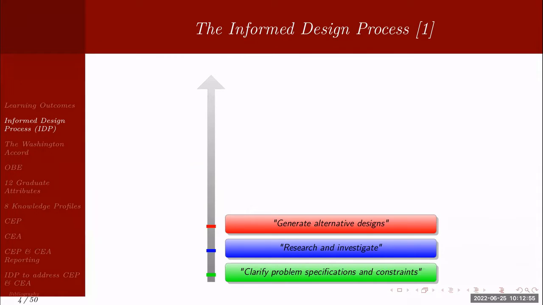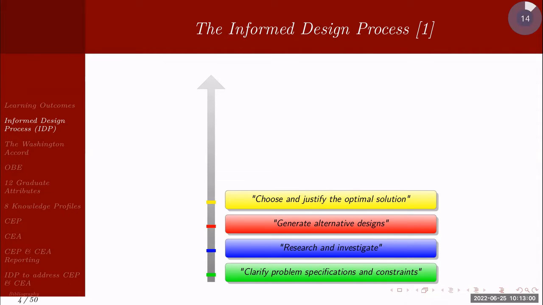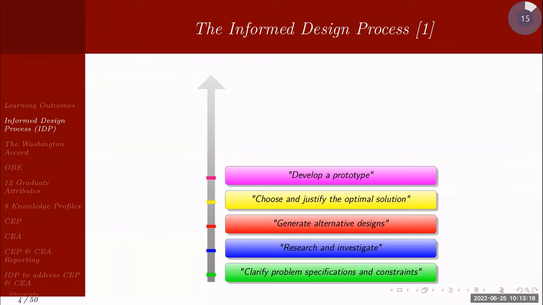So in the beginning, you generate alternative designs, then you choose and justify the optimal solution. So from these, you can have multiple alternative designs, 3, 4, 5. From those alternative designs, you select the best one. And of course, you'll have to justify that one, based on certain criteria. Then after you finalize your design, you have selected the optimized design, you go to the manufacturing phase.